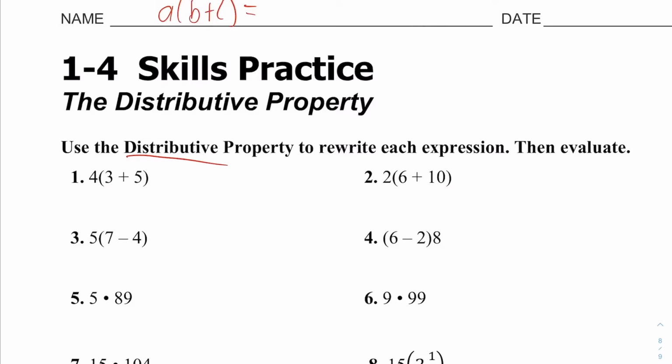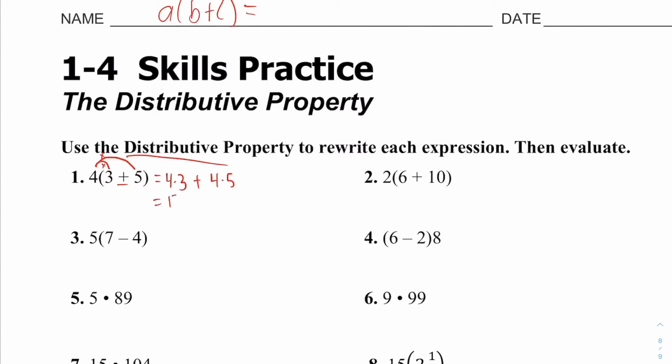So let's just go ahead with this example. 4 times (3 plus 5). This means that 4 is multiplying 3, and 4 is also multiplying 5. And then we have this plus sign, so we're going to copy that plus sign. I drew these lines, and these lines mean multiply. We're doing 4 times 3 and 4 times 5.